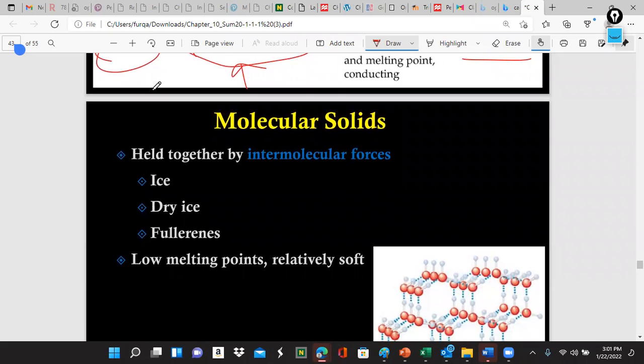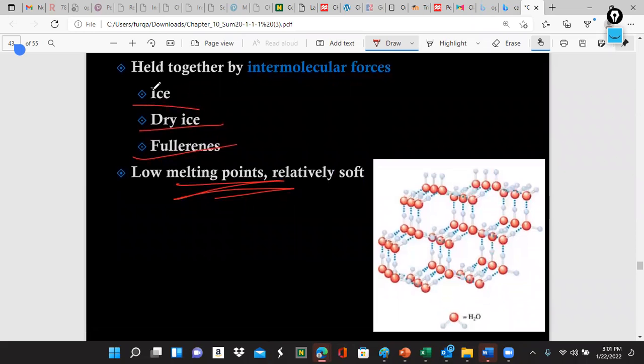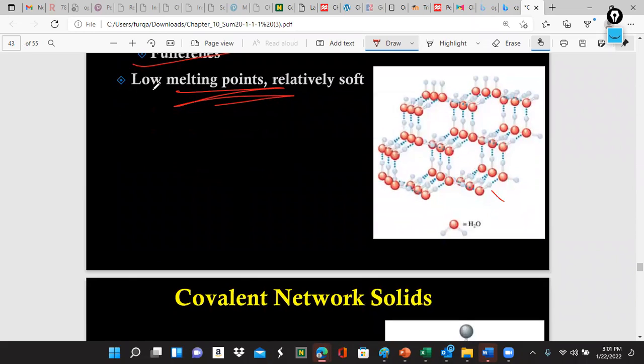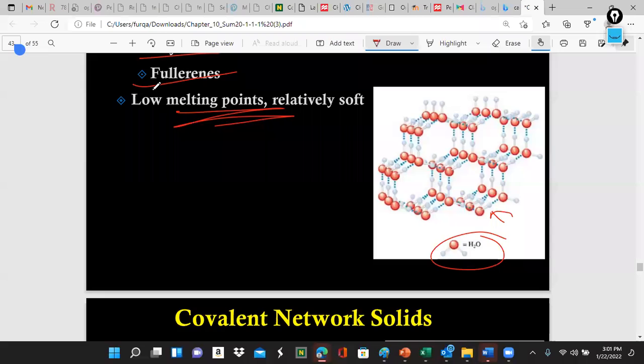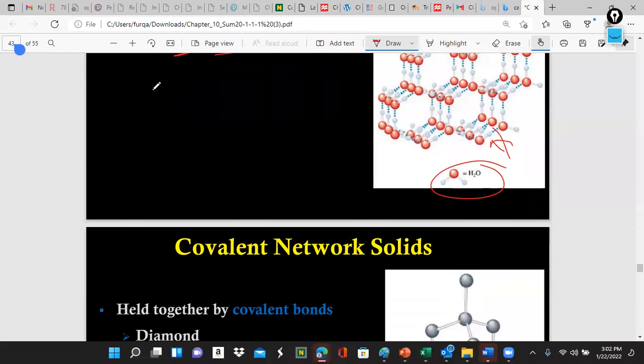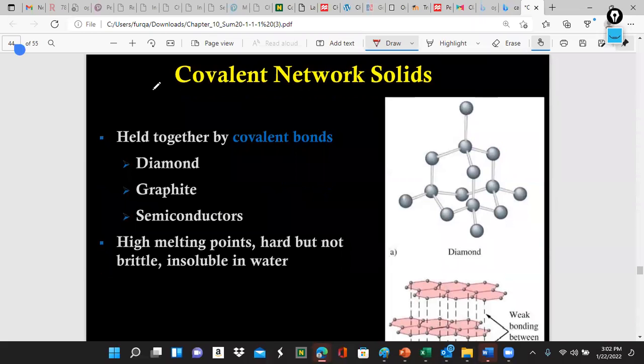So molecular solids are held together by intermolecular forces: ice, dry ice, low melting point. They have low melting points. Ionic compounds have higher melting points, greater than 400 degrees Celsius. Must know that. This is the packing of the water molecules, and that gives the beautiful arrangement of the water molecules because of the network of hydrogen bonds that you see here. The blue dotted lines are all the hydrogen bonds being formed in a sample of water.